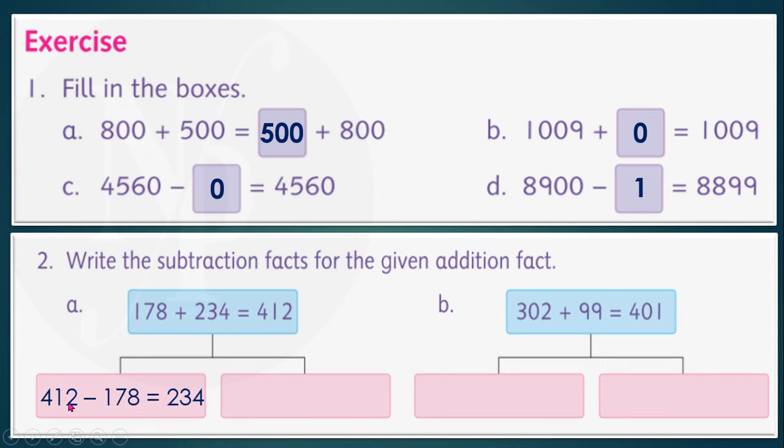So let us write now. Here let us write 412 minus 178, the first number. So if you subtract this, the difference will be equal to 234. You can verify this. You can verify these subtraction facts, children, and check that this is what you get. So now the other subtraction fact is 412 minus 234 is equal to 178.